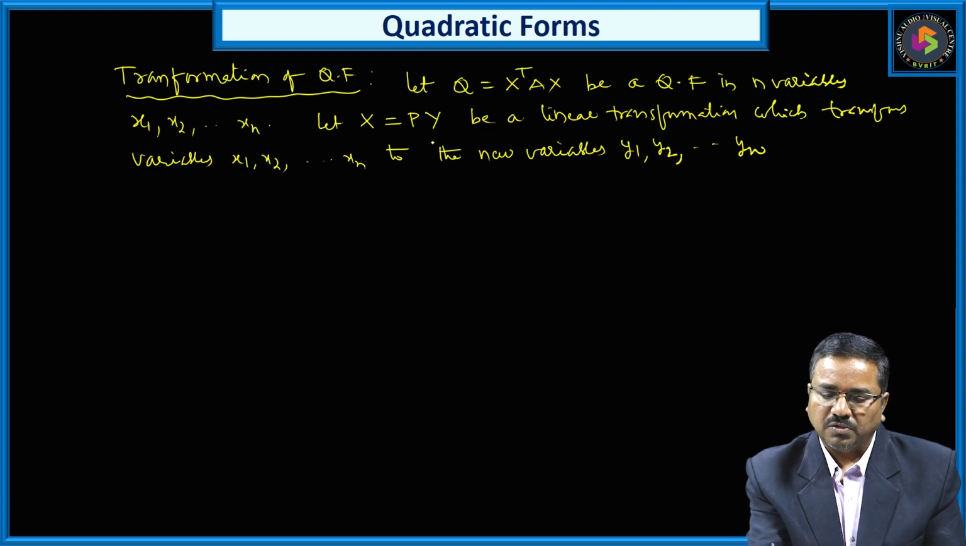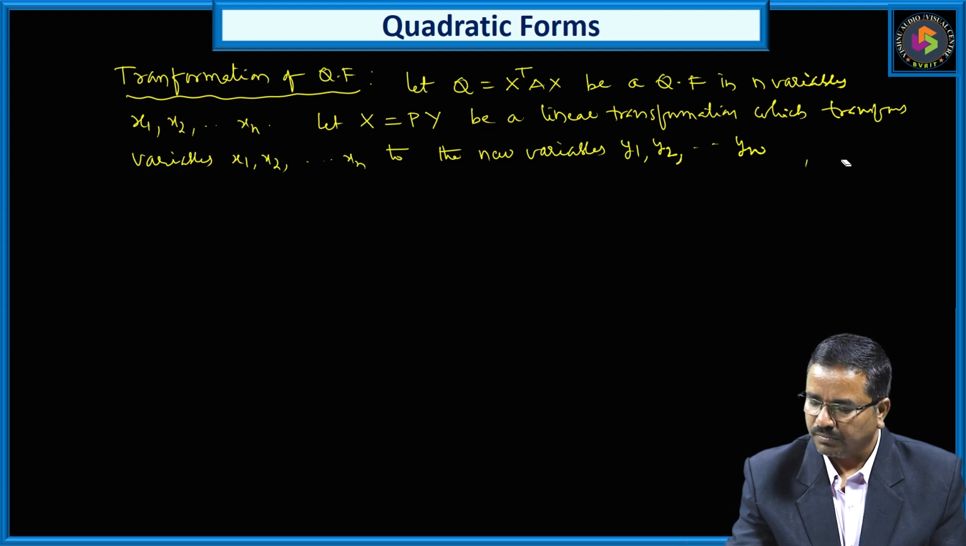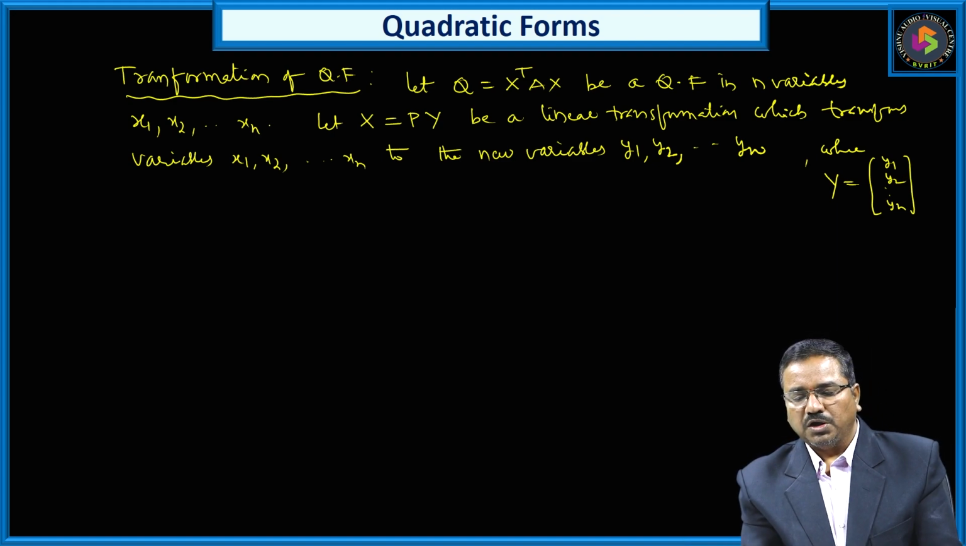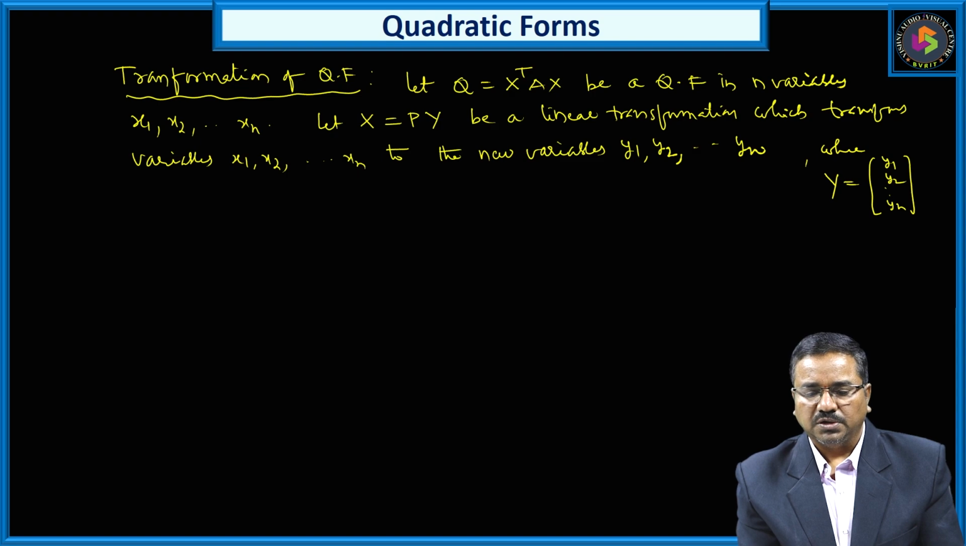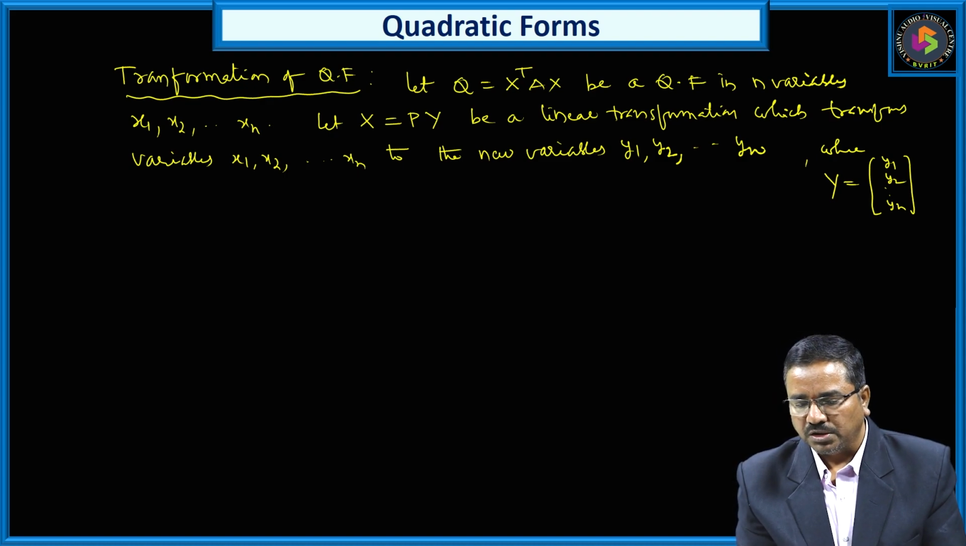Now what is the y here? Y is the column vector y1, y2, yn. So now what I am doing here: the given quadratic form is Q equals x transpose Ax. Under this transformation, x equals Py, it is transformed to the quadratic form in the new variables.